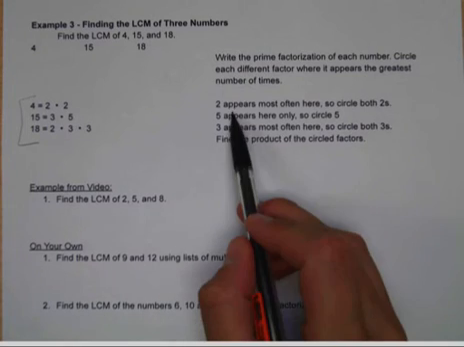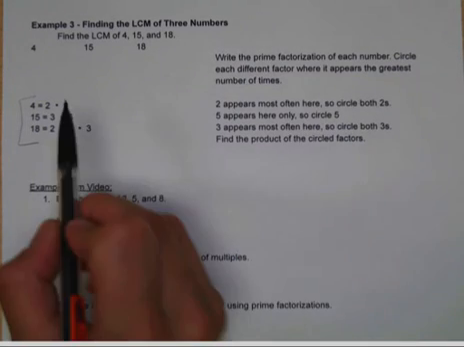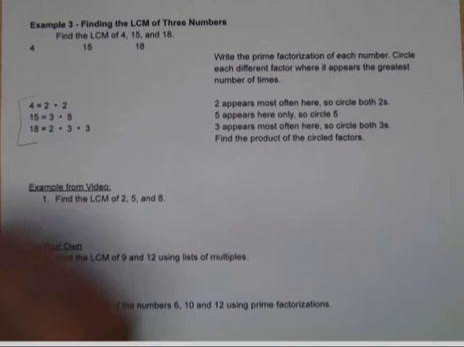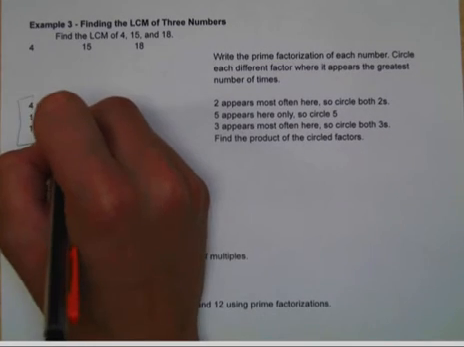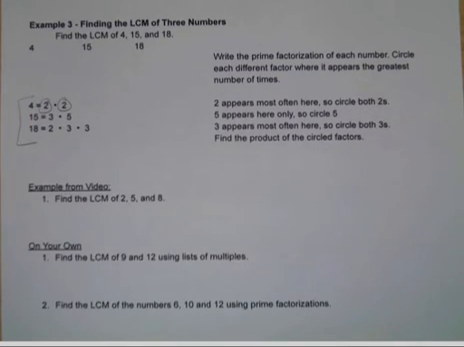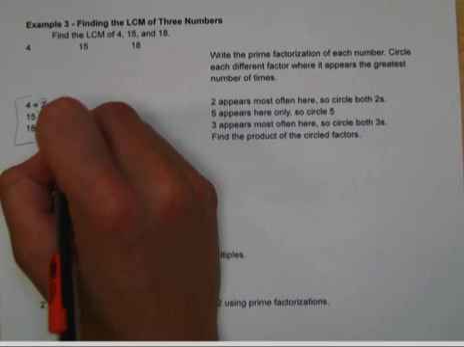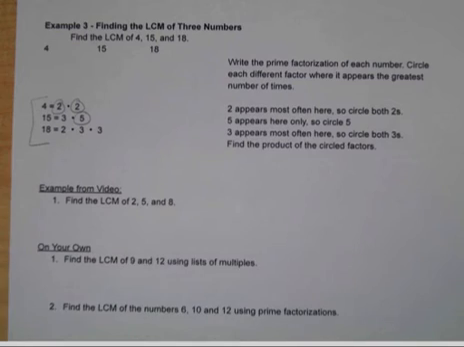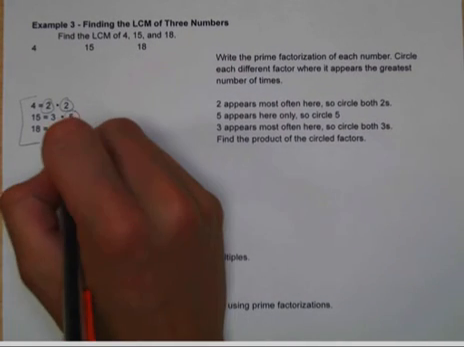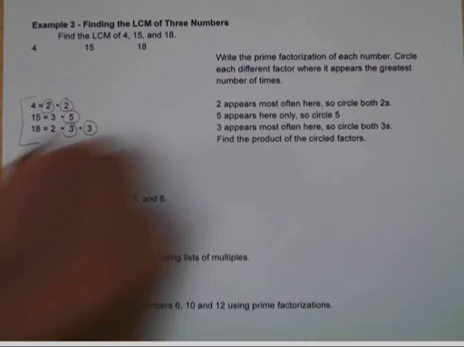So first you write down the prime factorization, circle each different factor where it appears the greatest number of times. Okay, so 2 appears the most often up here on the 4. So we're going to circle both of these 2's because it appears the most often. 5 only appears once in these prime factorizations, so we're going to circle our 5. And 3 occurs most often in 18, so we're going to circle our 3's here.